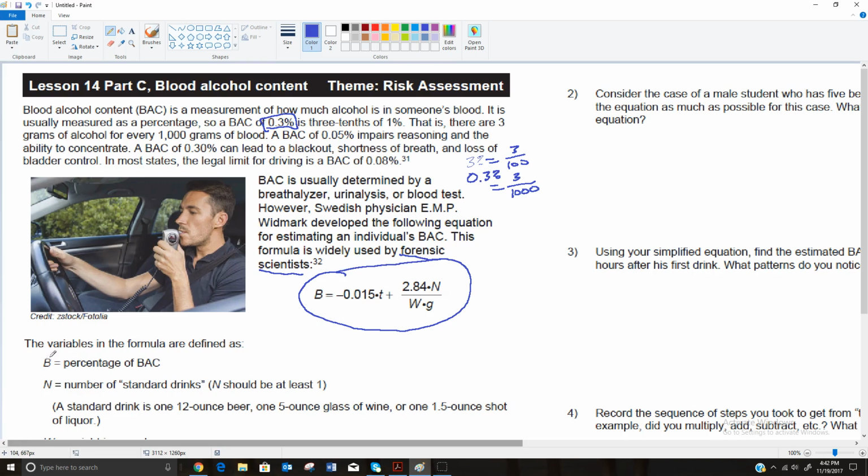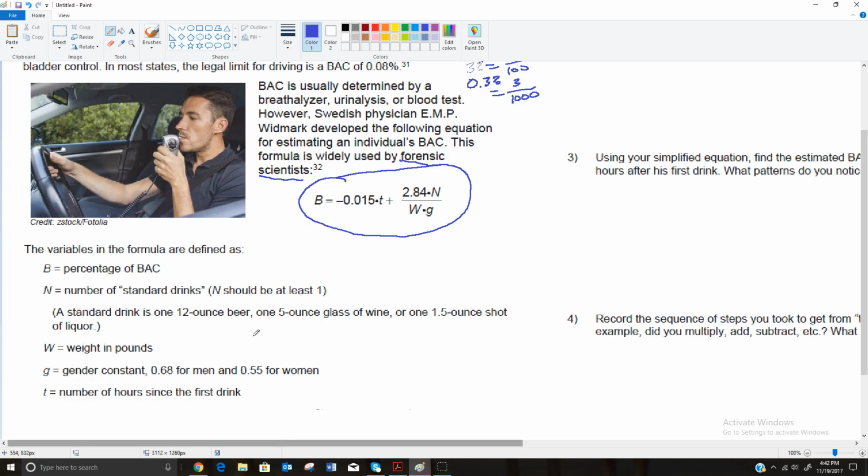When you're looking at blood alcohol content in this formula, the B just stands for blood alcohol content. The N stands for the number of standard drinks. And of course, in the formula, N has to be at least 1 for this to even really make sense. And a standard drink is either a 12-ounce beer, a 5-ounce glass of wine, or a 1.5-ounce shot of liquor. So any of those would be constituted as an N of 1. W is the weight of the person in pounds. G is what's known as the gender constant, 0.68 for men and 0.55 for women.